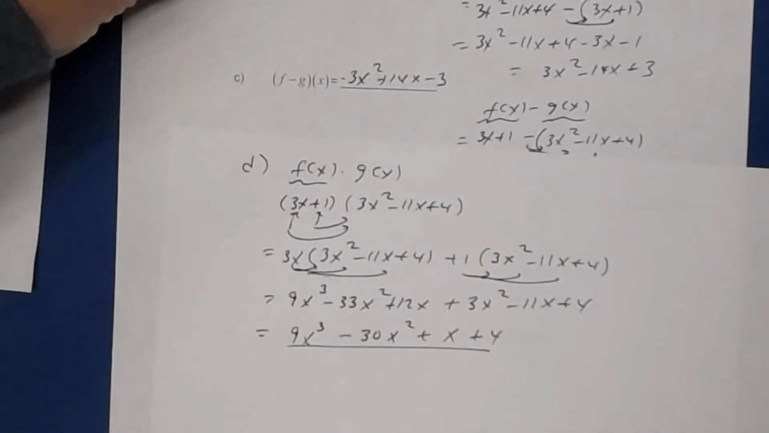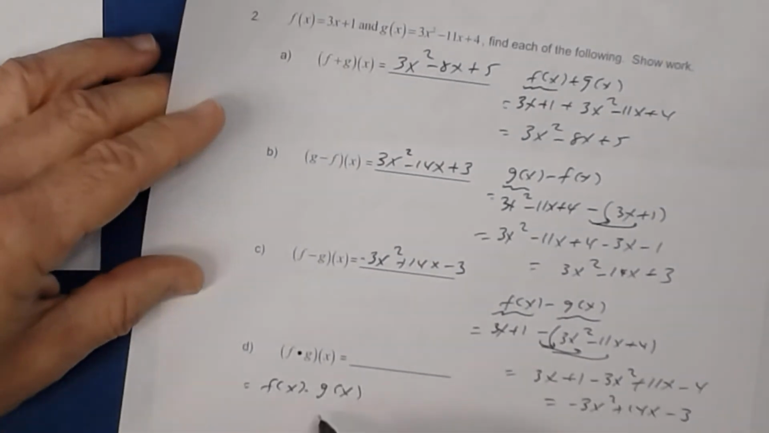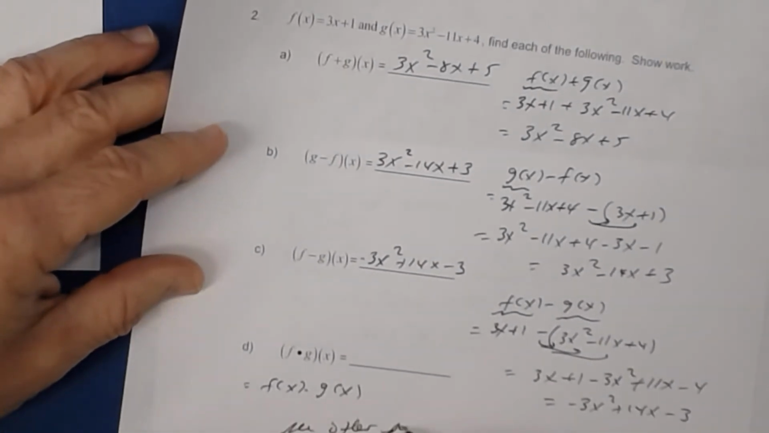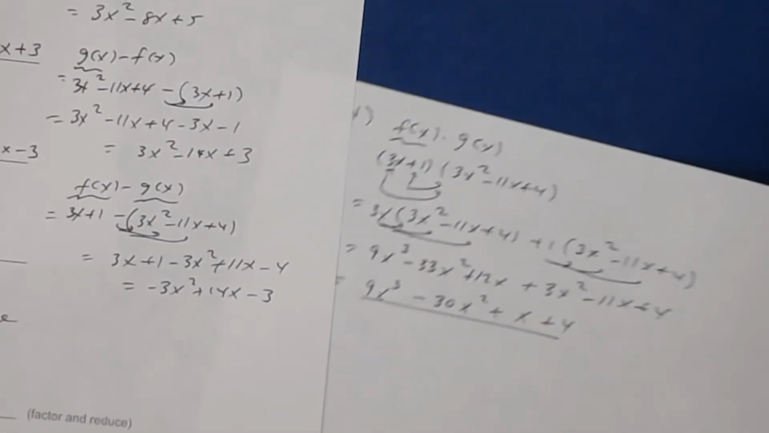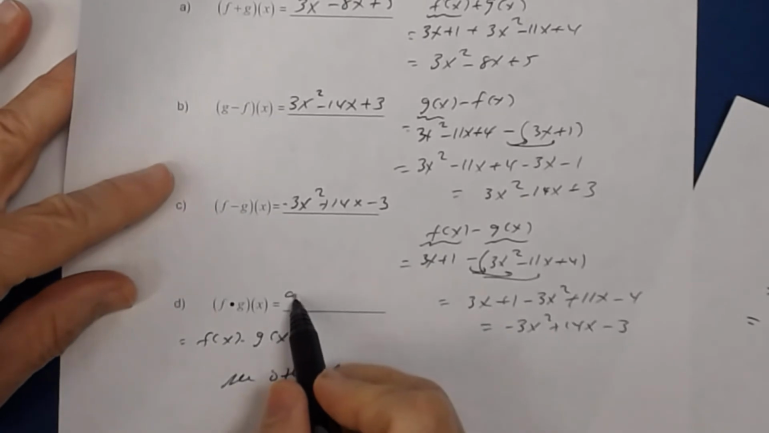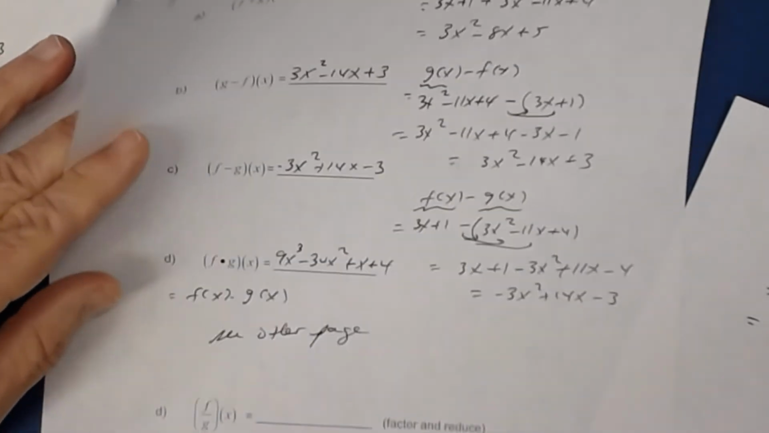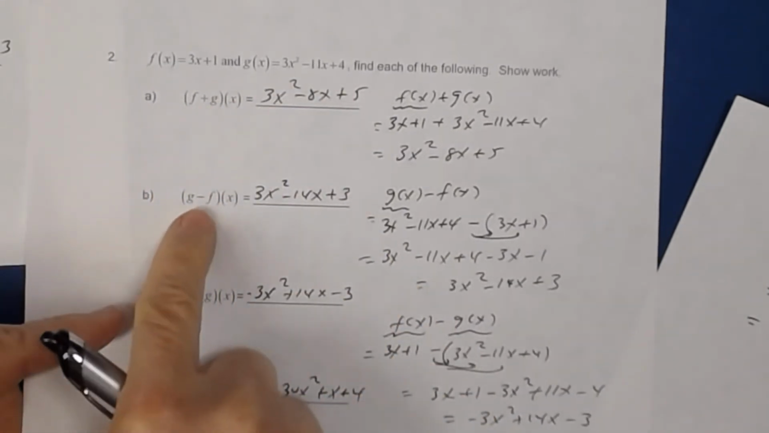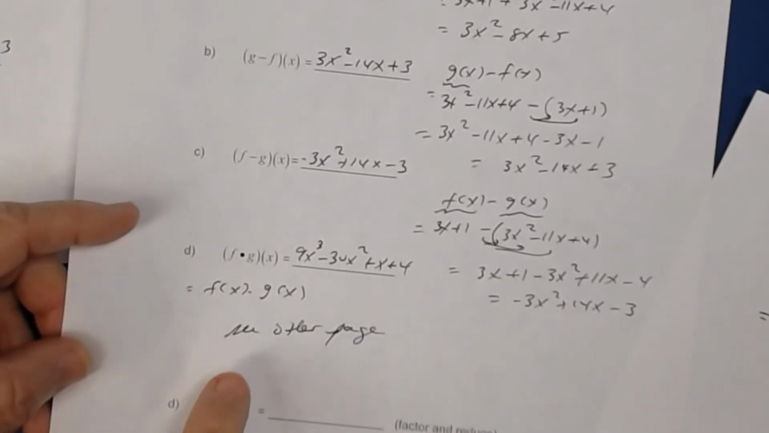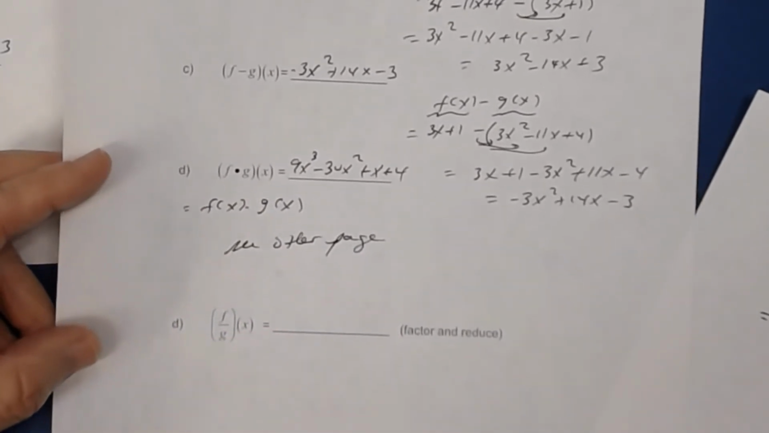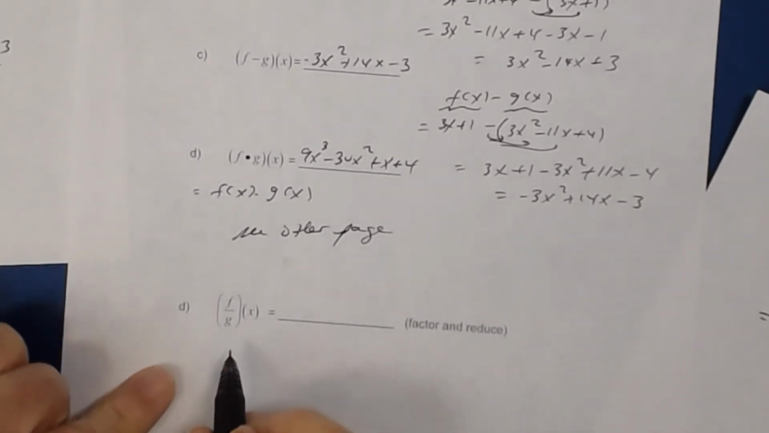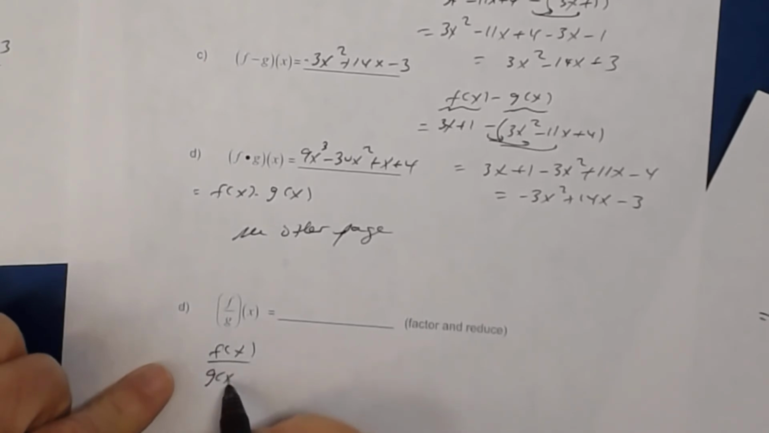So that's going to go here. All right, so just see other page. All right, so that's going to be 9x cubed minus 30x squared plus x plus 4. Okay? All right, and over here you want to divide. Now remember all of these, adding polynomial functions, subtracting, multiplying gives you a polynomial function. Right? So dividing gives you a rational function. Now let's look at this. So by definition, this is f of x divided by g of x. And so f of x is 3x plus 1. And g of x is 3x squared minus 11x plus 4, right?